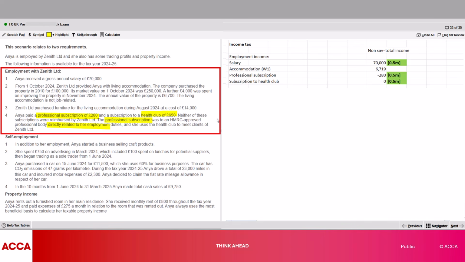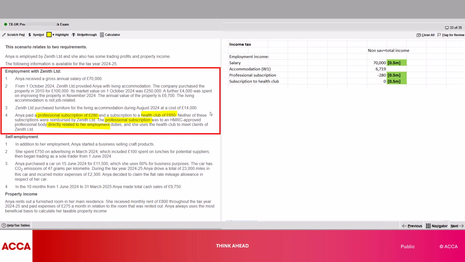And you can only deduct amounts from employment income if they are wholly, exclusively and necessarily in the performance of your duties. Now, the professional subscription, it says, is approved and it's directly related to her employment. So that is going to be an allowable deduction. However, although she uses the health club to meet clients, that's not necessary for her to do her job.